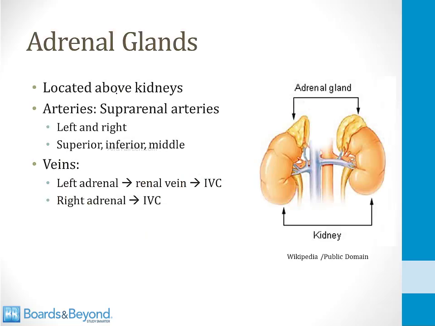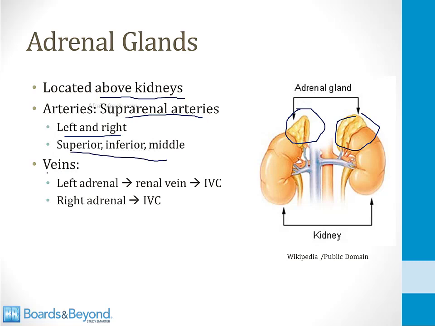The adrenal glands are endocrine organs located above the kidneys. If you look at this drawing on the screen here, you can see the two adrenal glands, one on top of each kidney. The arterial blood supply to the adrenal glands is via the suprarenal arteries. There are three suprarenal arteries on each side of the body, three on the left and three on the right. They are called the superior, inferior, and middle suprarenal arteries.